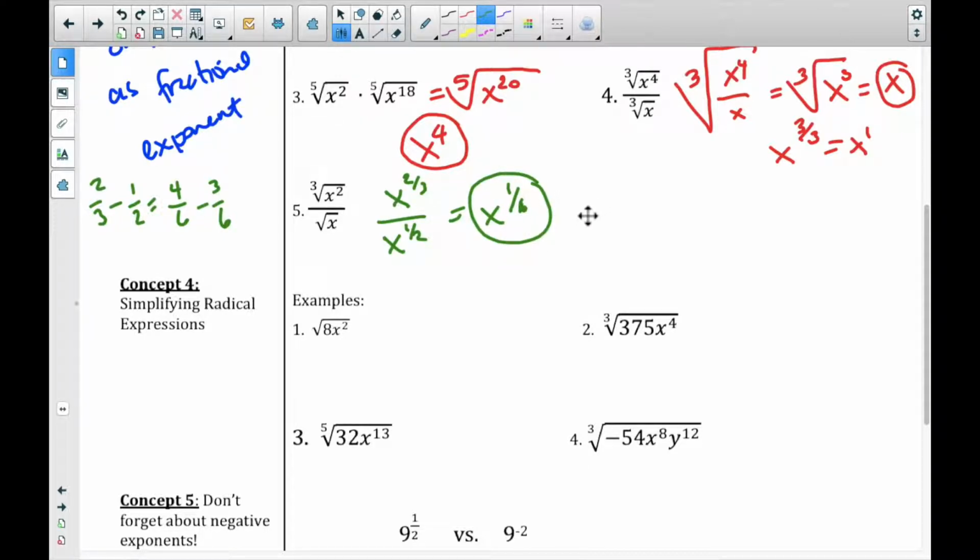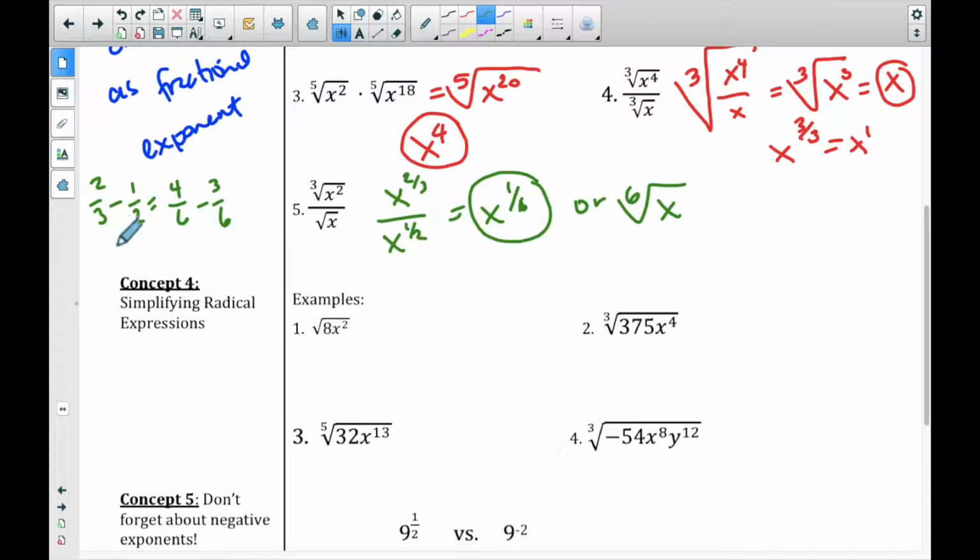Pay attention to instructions on a test or an assignment on whether you should leave it as x to the 1/6 or whether you should leave it as the 6th root of x. The instructions will tell you which way to go on that. The main thing is you understand how to subtract, and there you get that from subtraction.